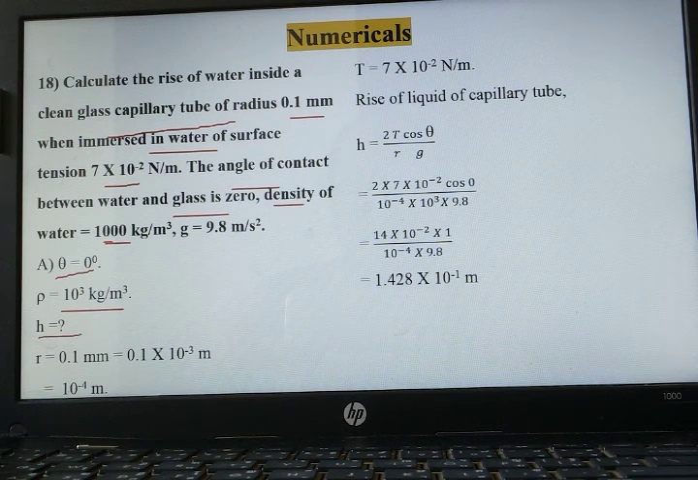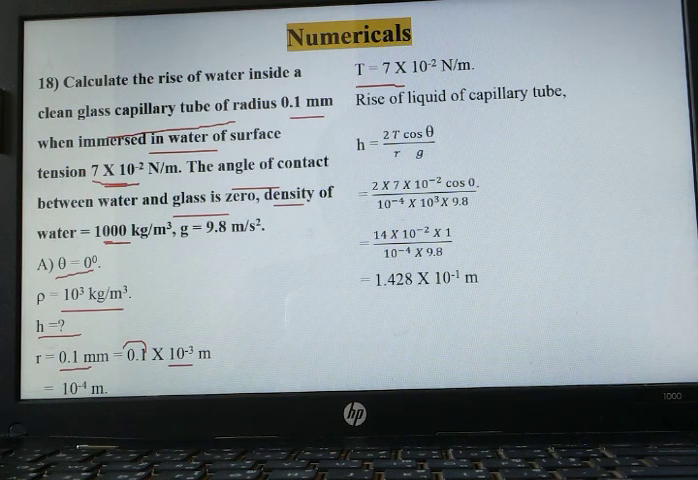Height we have to find out. Radius is 0.1 mm. For converting mm into meter, we have to multiply by 10 raised to minus 3. And in order to remove this point, we can write it as 10 raised to minus 4 meter. Surface tension has been given. Height we have to find out. h is equal to 2T cos theta upon rho r g. T is surface tension. What is the value of surface tension? 7 into 10 raised to minus 2.